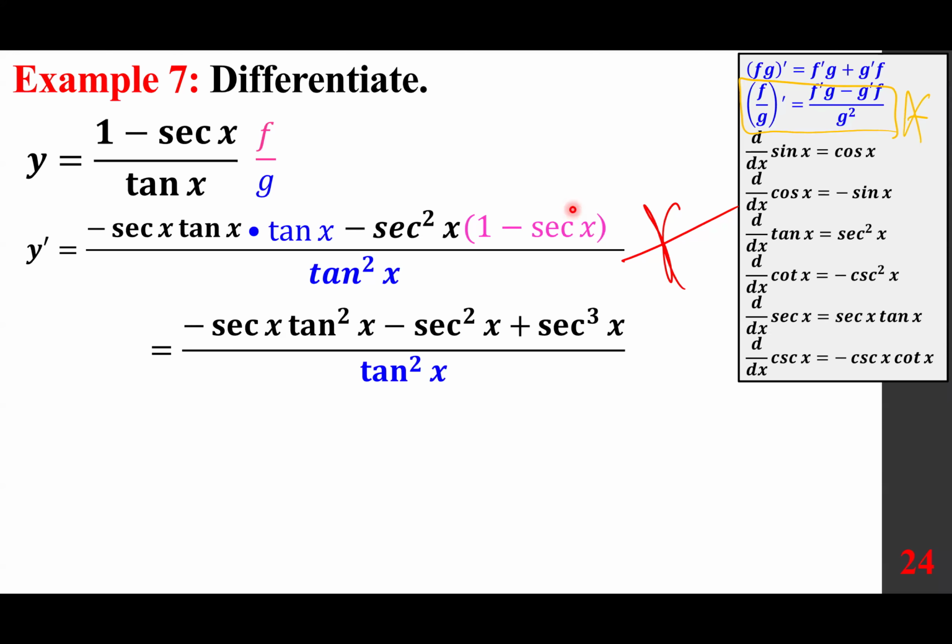We notice from the top, we're going to write the denominator as it is. From the top, secant x is in common. So we're going to take it out as a common factor. What remains of this one is negative tan squared. This one, negative secant x. This one, secant squared.